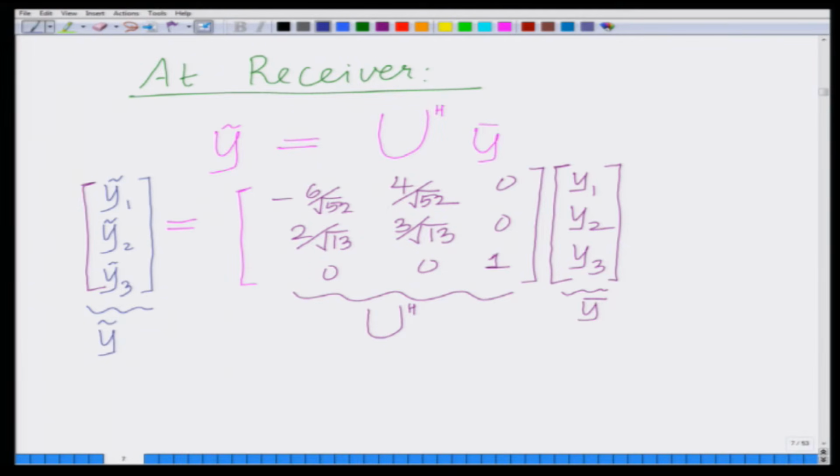So, at the receiver I am generating y tilde as U Hermitian times y bar, and since we know the matrix U which follows from the SVD of the channel matrix H, I can perform U Hermitian y bar to generate the vector y tilde.